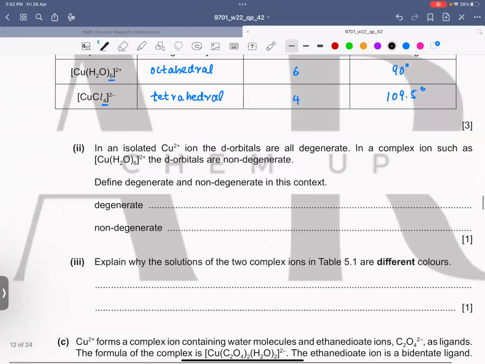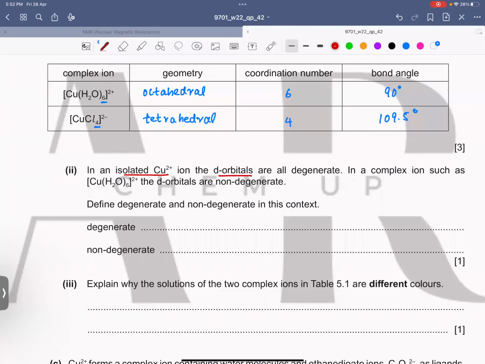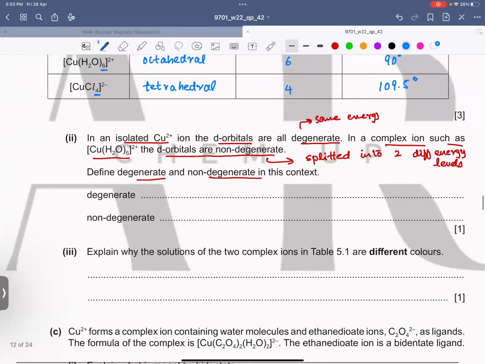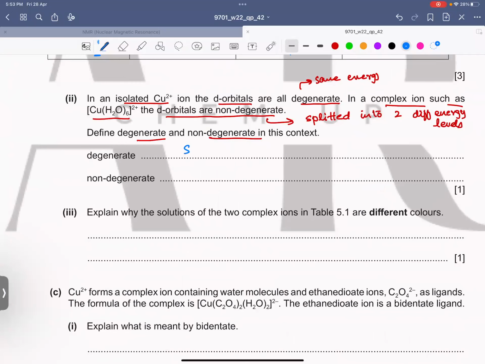Okay. Now, in an isolated copper 2 positive ion, the d orbitals are all degenerate, meaning having the same energy. In complex ions such as hexaaqua copper 2 ion, the d orbitals are non-degenerate, which means split into 2 different energy levels. Define degenerate and non-degenerate in this context. We just discussed: degenerate is used for the same energy, and non-degenerate is used for different energy.